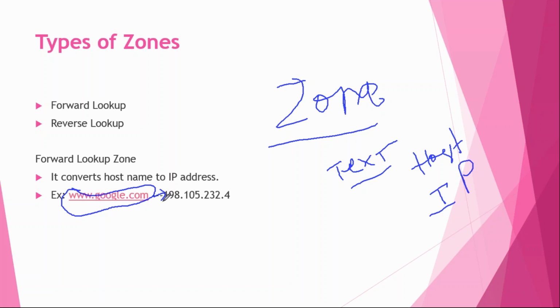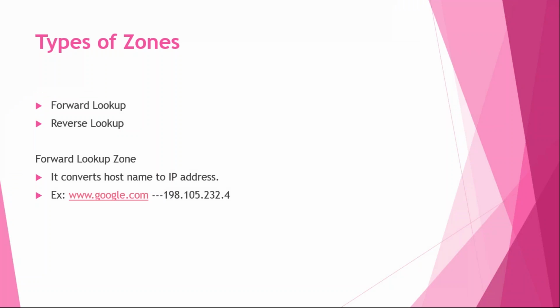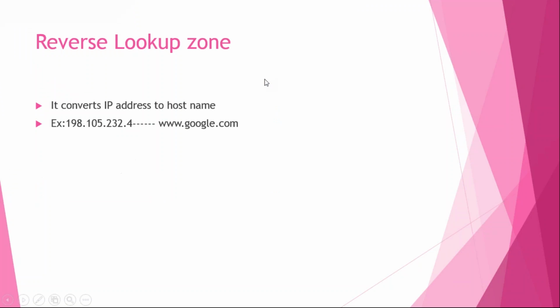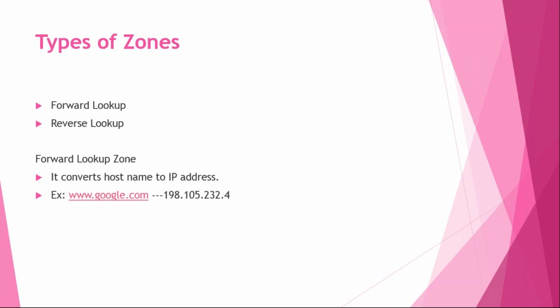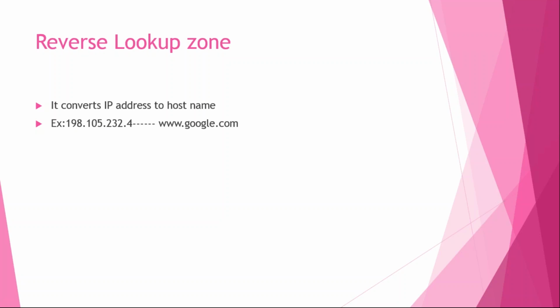And in reverse lookup zone, it converts IP address to host name. You can see here, converting IP address to host name. Earlier in forward lookup zone, it was converting host name to IP address. Now in reverse, converting IP address to host name. So that is the job of reverse lookup zone. We have to create a forward lookup zone, which is mandatory. Reverse lookup zone, if you want to maintain an IP address for that host, then you have to create a reverse lookup zone.